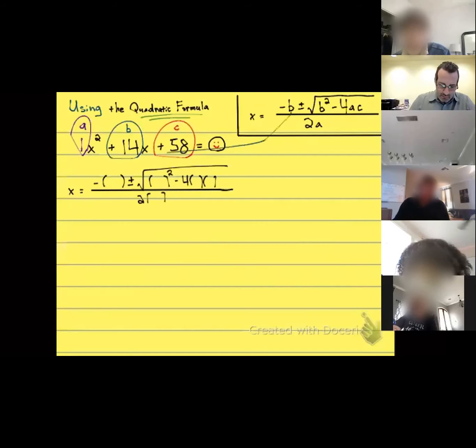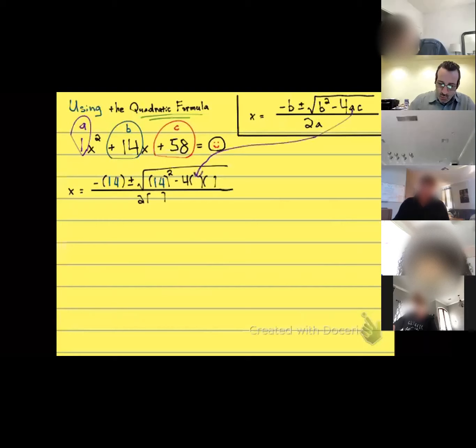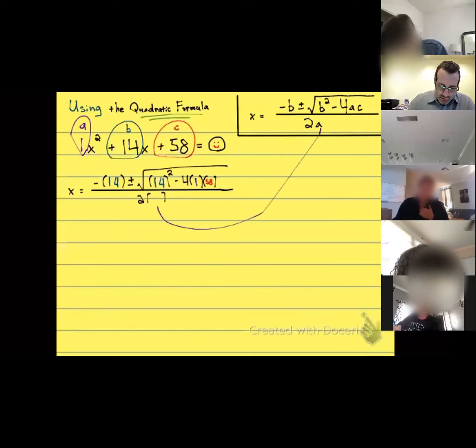Okay, B goes right there, which is 14. B goes right there, which is 14. A goes right there, which is 1. And C goes right there, which is 58. All over 2A, which goes right there, which is 1. Okay, so I plugged in my three numbers, my A, my B, and my C.